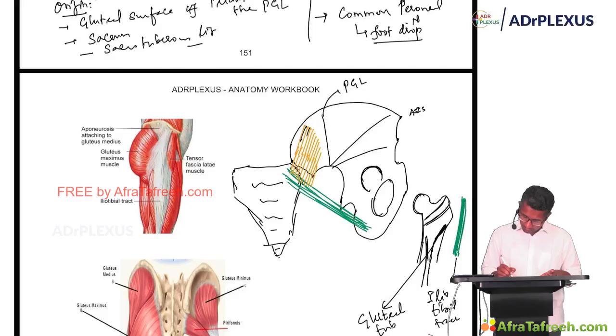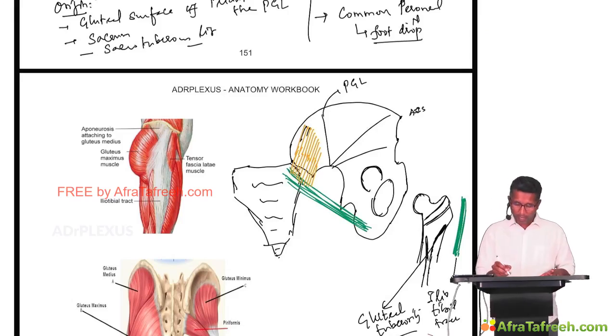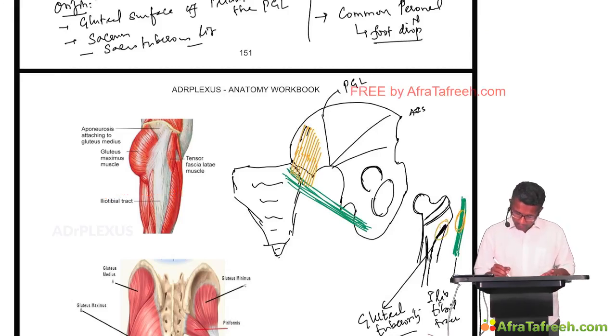It is called the gluteal tuberosity, like the deltoid tuberosity. This is called the gluteal tuberosity, and this gluteus maximus muscle gets attached in this area, and it is attached also to this area.